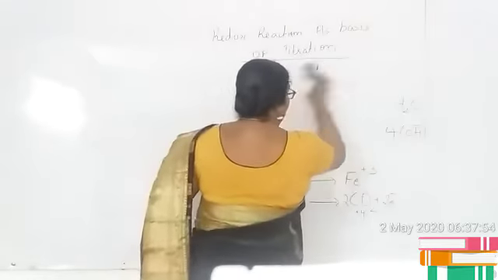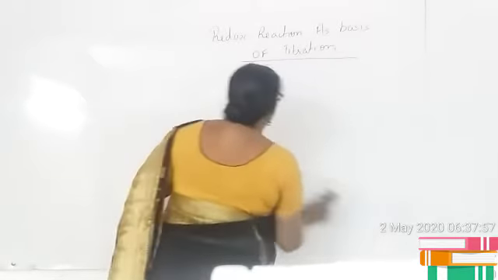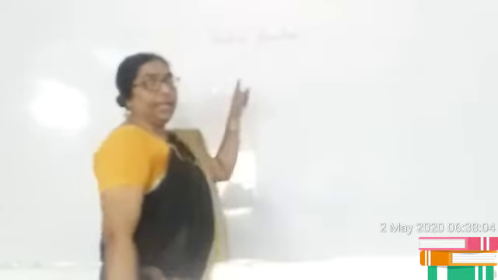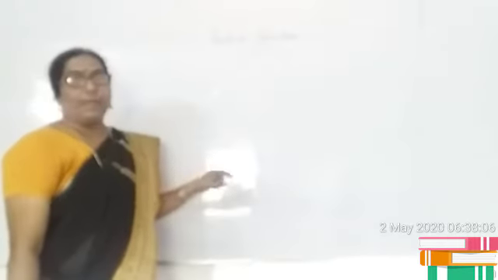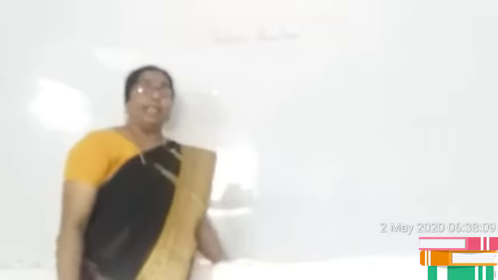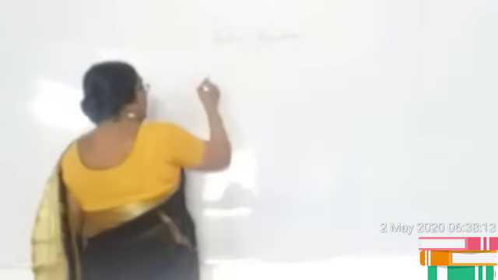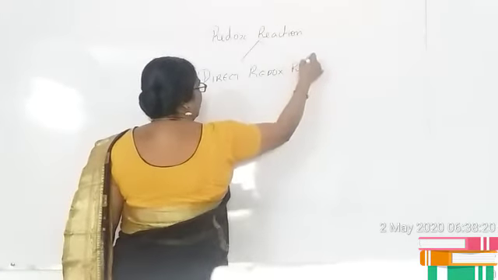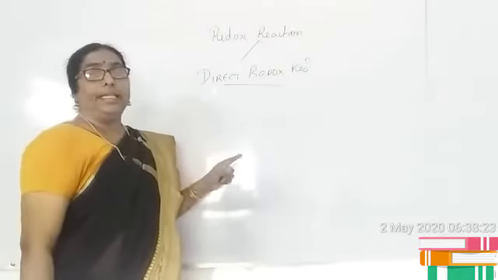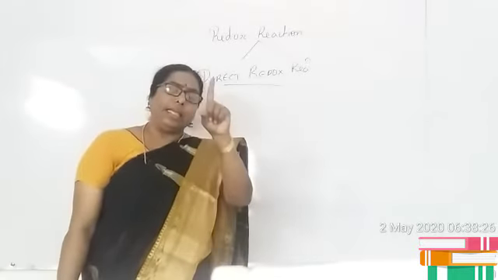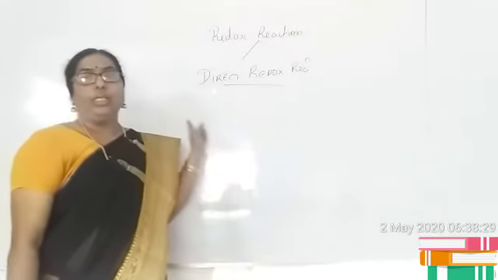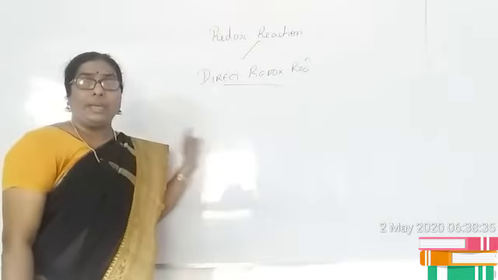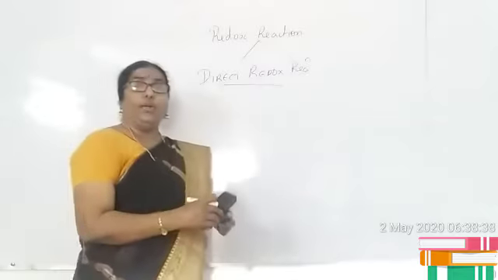This redox reaction, basically we can divide it into two types, that is direct redox reaction and indirect redox reaction. First, let us study about direct redox reaction. Direct redox reaction means it is the process in which both oxidation and reduction take place in the same container. Is it clear? The type of redox reaction where oxidation and reduction take place in the same container is termed as direct redox reaction.